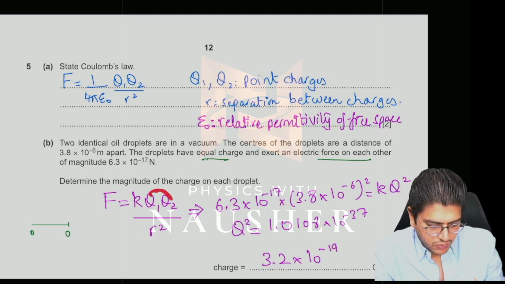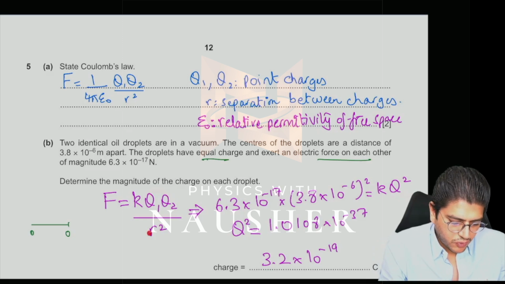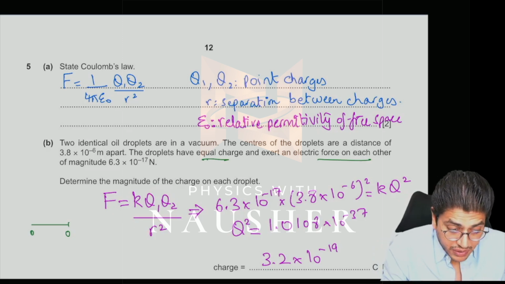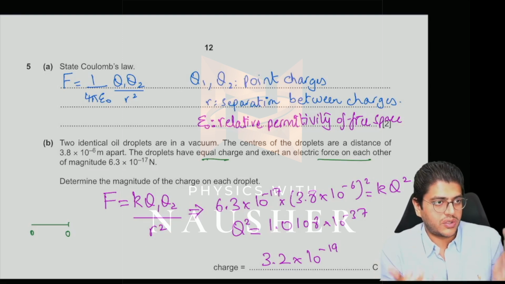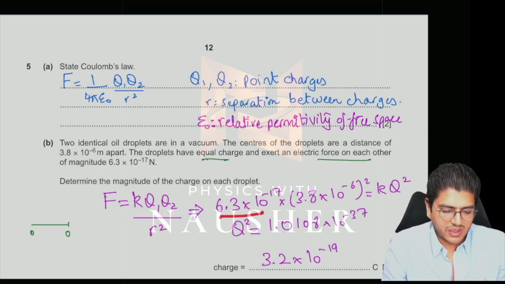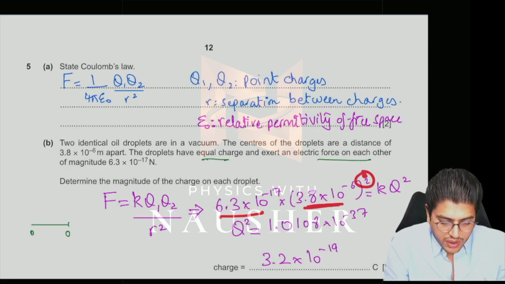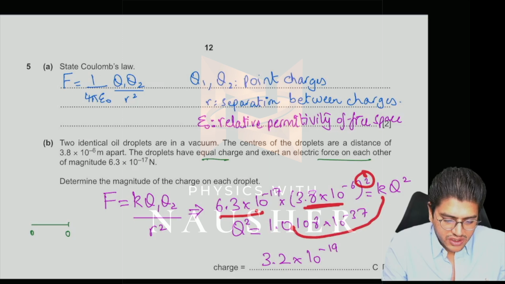The charges are equal, so you can write Q square. Force and R square will get multiplied. Remember that this is R square. A lot of people forget the R square and they just multiply force with R. No, it's R square. So 6.3 into 10 to the minus 17 times R square, and then divide this by K.